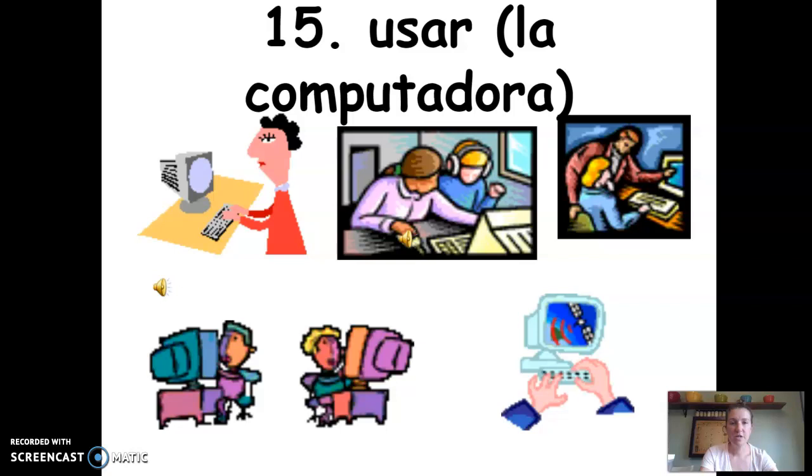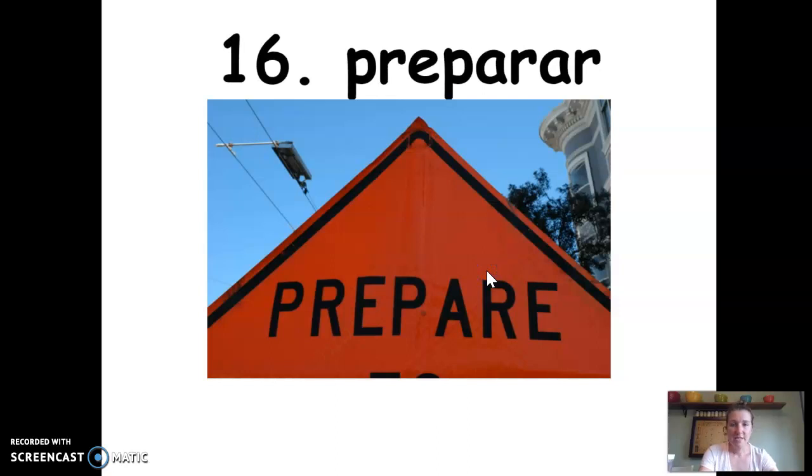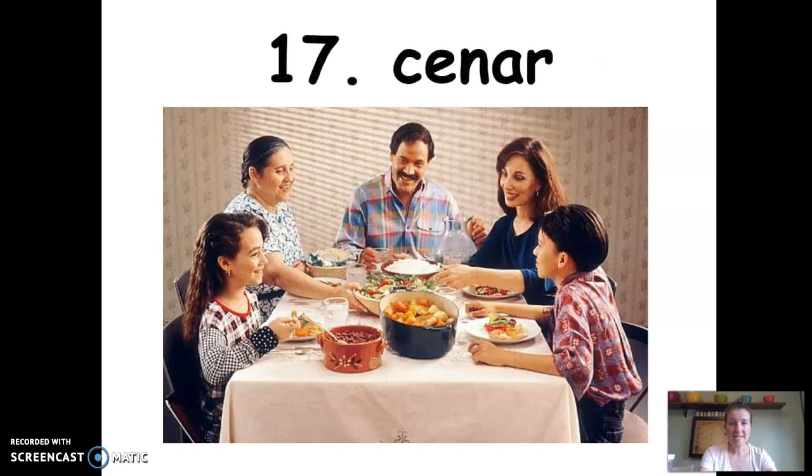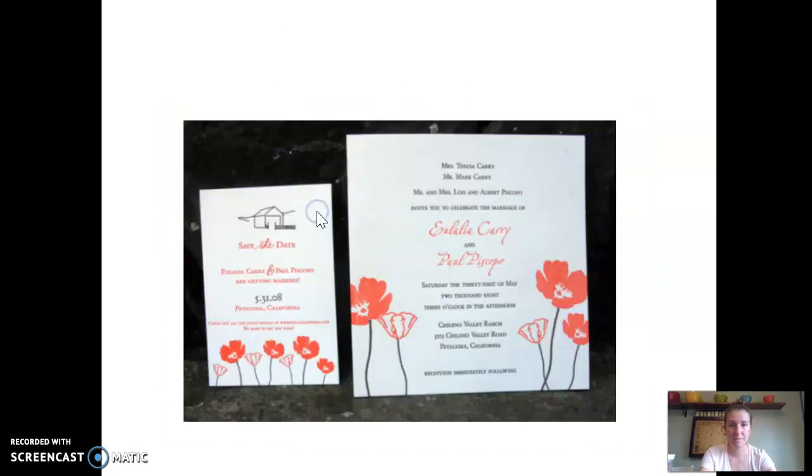Usar is to use, another cognate. Usar la computadora, to use the computer. You guys don't have to worry about these extra words here, they are not on your vocab list. I just put them on this slideshow as an example to kind of see a sentence that they might be used in. Preparar is another cognate. Sounds very similar to the English, to prepare. Cenar is to eat dinner, only dinner. There are other verbs actually to eat breakfast and lunch, but we just have to eat dinner, which is cenar. And if you want to talk about other things that you're eating, you could use the verb tomar, which we had a couple slides back.